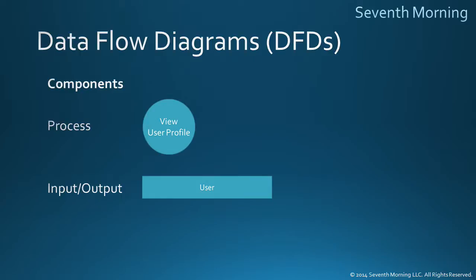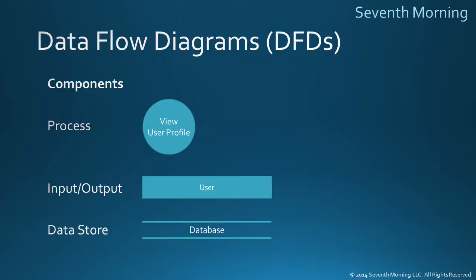The next piece is the data store, and they are represented by two horizontal lines with a label of some kind in between them, and they look like this. This one is labeled database, and that's an extremely common type of data store. But data stores can represent anything that holds data. So your computer's hard drive or your filing cabinet, they can also be data stores.